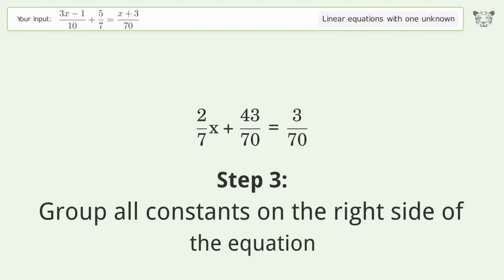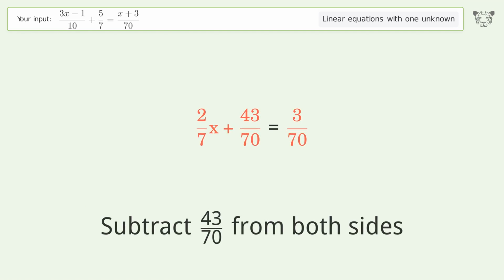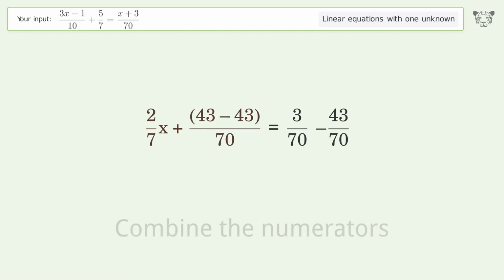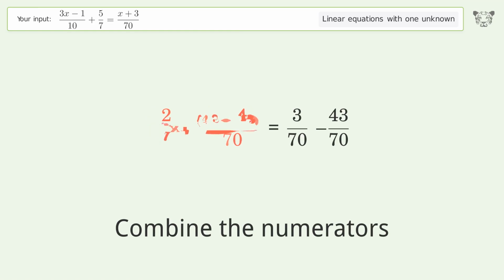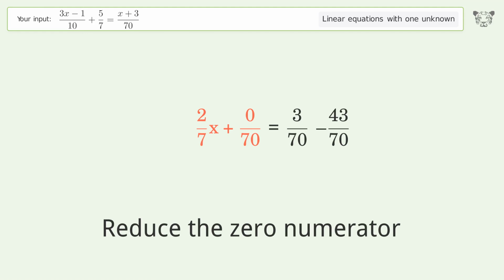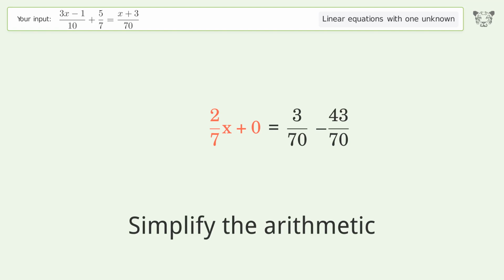Group all constants on the right side of the equation. Subtract 43/70 from both sides. Combine the fractions. Combine the numerators. Reduce the zero numerator. Simplify the arithmetic.